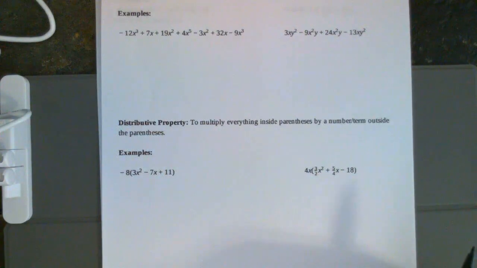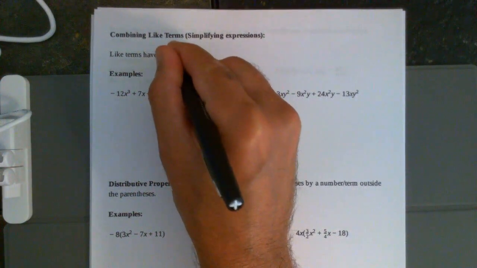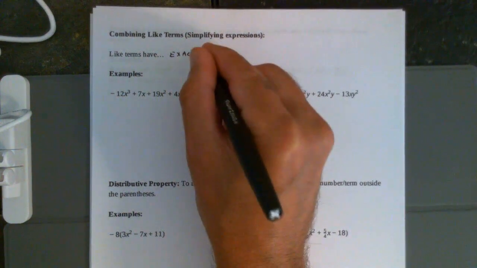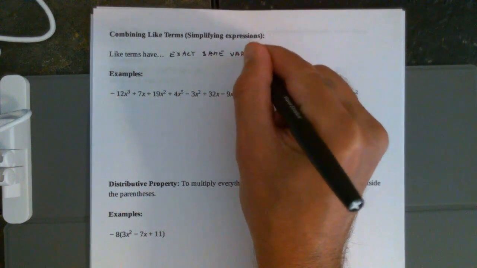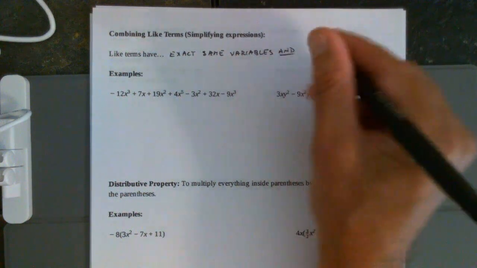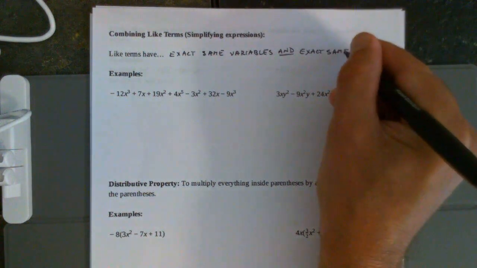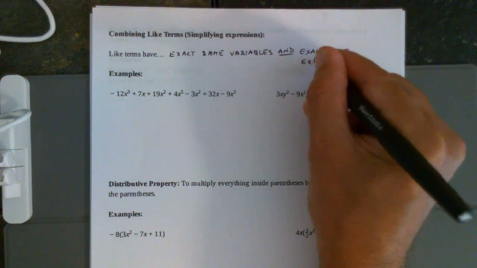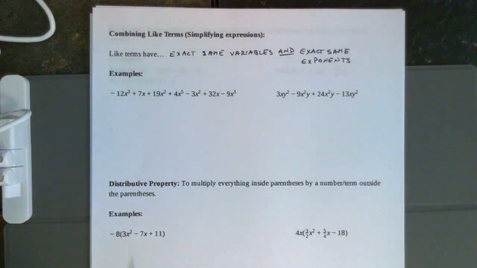The next thing we're going to look at is combining like terms. Like terms have to have the exact same variables and the exact same exponents. And this is where, if you have highlighters or colored pens, some students find that helpful because they can just go through and highlight all the ones that look the same.